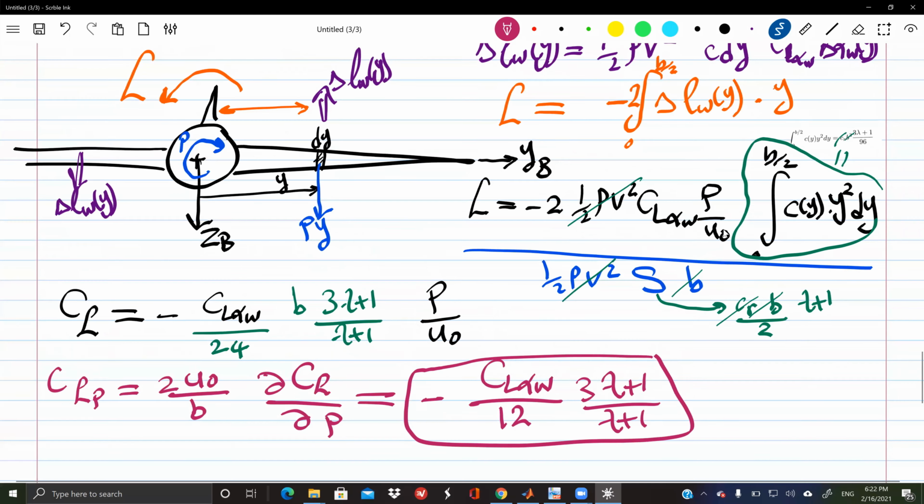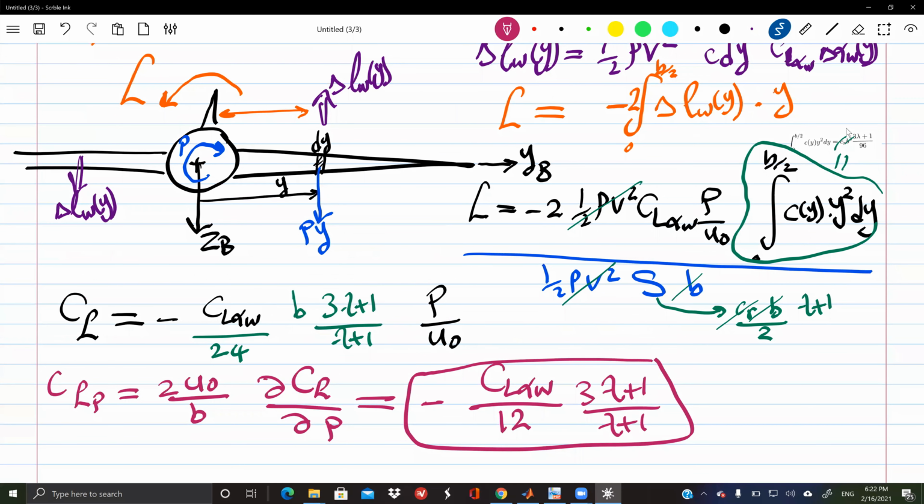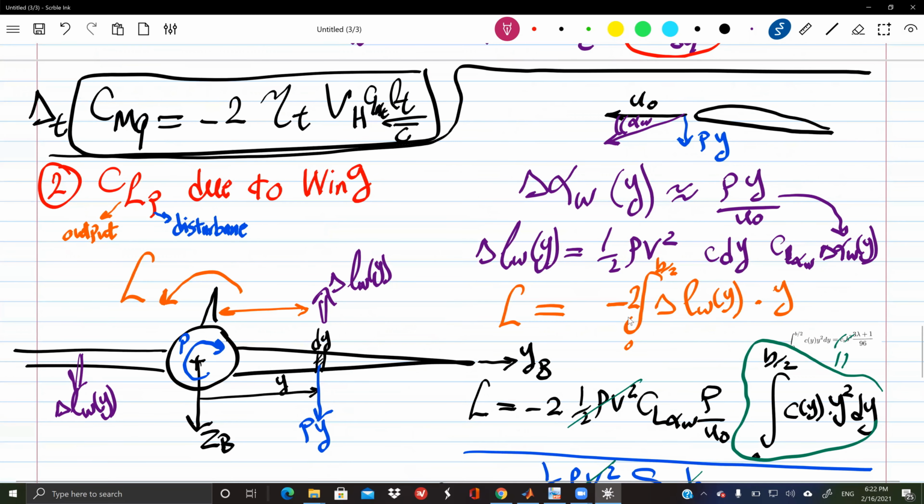Any question here? Aside from these integrals, again, you will have them at your disposal. Any question about the idea, the derivation?